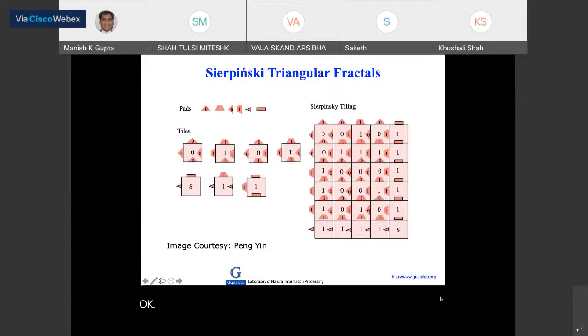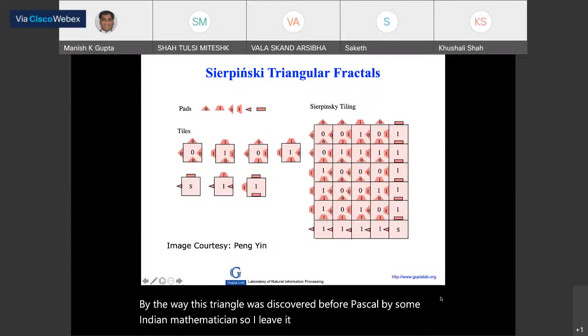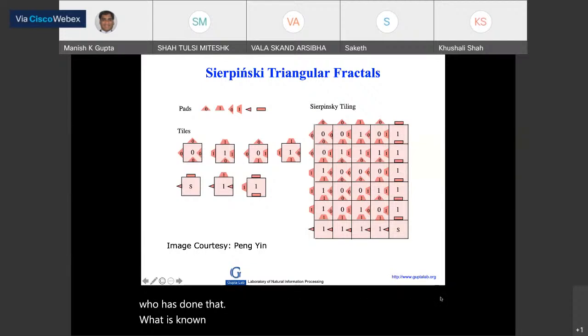This is another one, Pascal triangle mod 2 or Sierpinski triangle. By the way, this triangle was discovered before Pascal by an Indian mathematician. So I leave it as an exercise for you to find out who that was, and what it is known as in India. Earlier than Pascal, but anyway, I'm calling it Pascal right now.